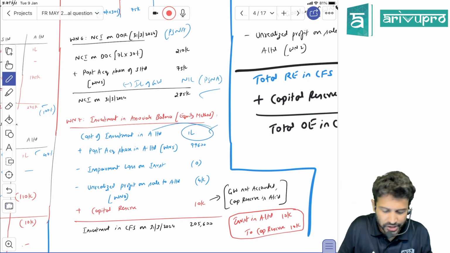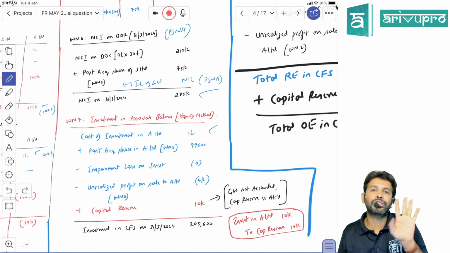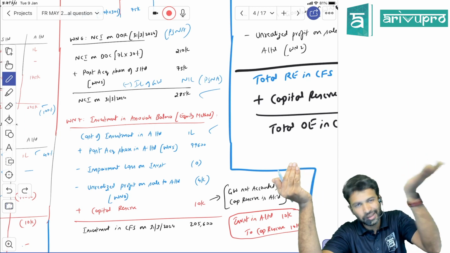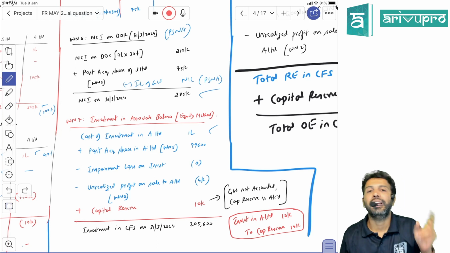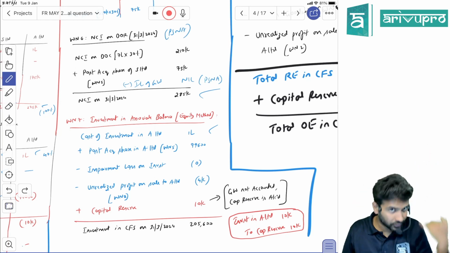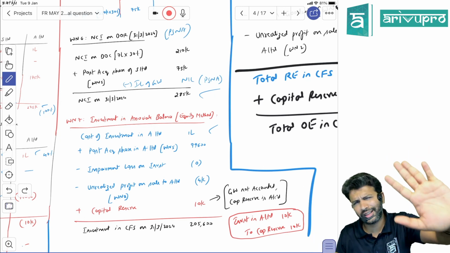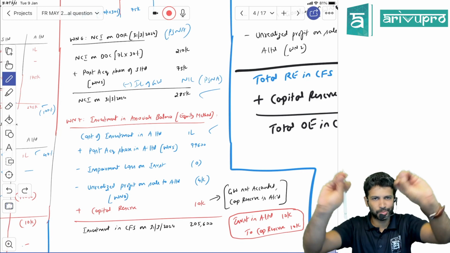Initially, investment is measured at cost, then we match the investment in associate balance with the associate's performance. If the associate company reports profit, the investment in associate balance will increase. If the associate reports loss, the investment balance will reduce. If the associate declares dividend, the investment balance will reduce. All this logic I told in the regular class, so I'll not go into all that. We are solving this in the last few days of the exam, so I'll keep things pretty short.